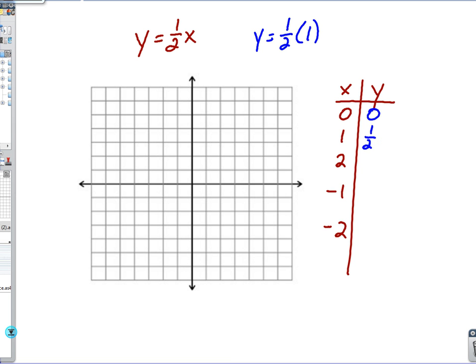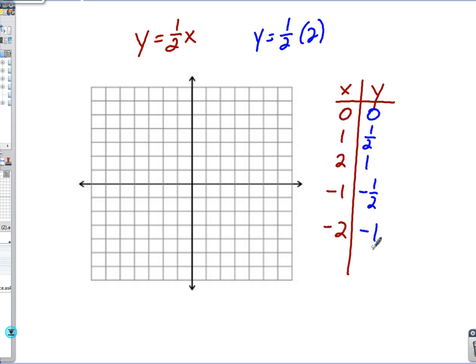My third x value is 2. I do the same thing for it. We're just going to plug each of these x values in. 1/2 times 2 gives me 1. And we're doing the same thing for each of these x values, and I'll go ahead and finish filling your table in. 1/2 times -1 is -1/2, and 1/2 times -2 is -1.